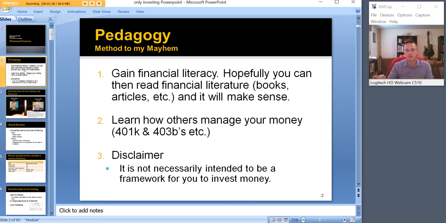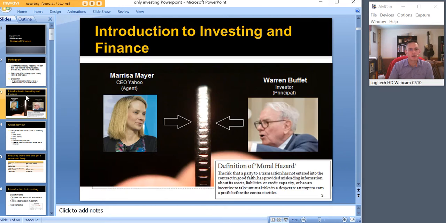That doesn't exist. So knowing that, this is just what the professionals do to manage money, and it's a truncated form. We're not going through the entire process. We're just doing a brief version so you can better understand how others manage money. We're going to start off with a little introduction to investing and finance so we have some better concepts in our mind.